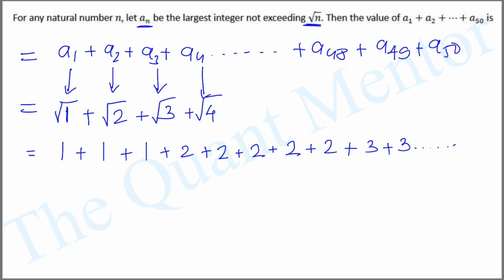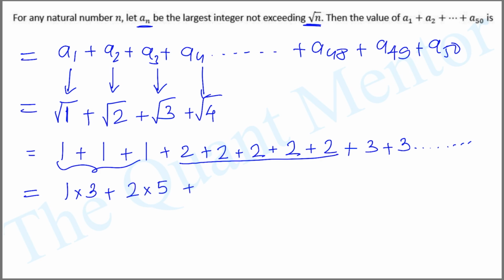And this continues, right? Now we'll notice something very interesting, guys. 1 and 1 and 1 is actually 1 into 3, plus 2, 2, 2, 2, 2, which is 5 times, so it is 2 into 5. Plus 3, 3, 3, 3, 3, 3, 3 will basically start from root 9 up to root 15. There are going to be 7 terms, right? So 3 into 7, and this will go on.